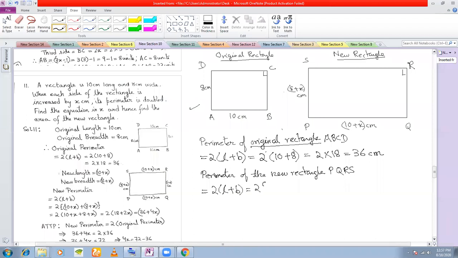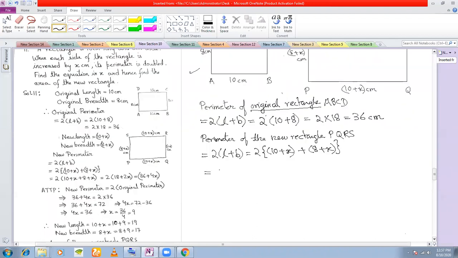In this case, what is the length? The length here is 10 plus x. And the breadth here is 8 plus x. Let us simplify this algebraic expression. We have twice 10 plus x plus 8 plus x, which is 18 plus 2x. If you multiply this, you get 36 plus 4x. This is the perimeter of our new rectangle.